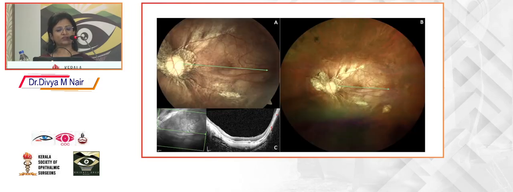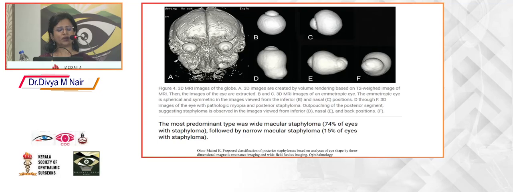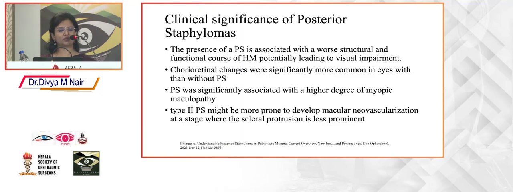In this photograph, we can see only the posterior pole in the fundus photograph, whereas in the wide field fundus photograph, the edges of the staphyloma are clearly and well demarcated. 3D MRI was described in some studies, where they showed that in axial length of more than 30 mm, more than 50% of eyes have staphyloma. And they had a new type of classification, that is wide macular staphyloma or narrow macular staphyloma.